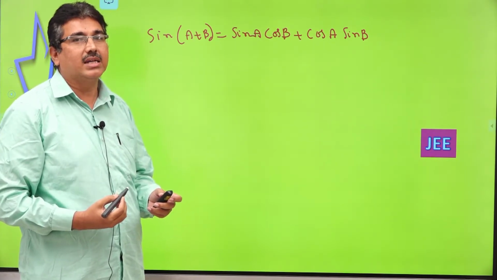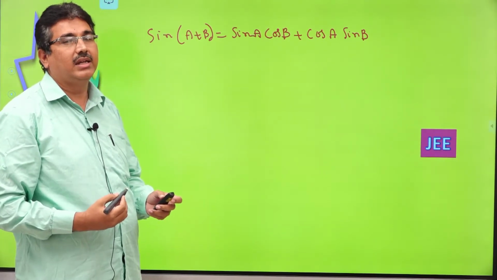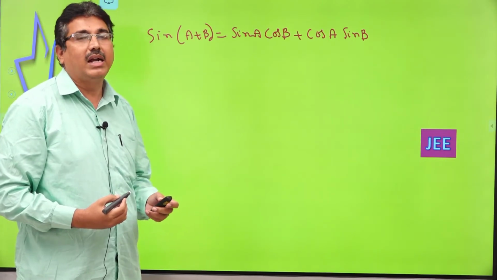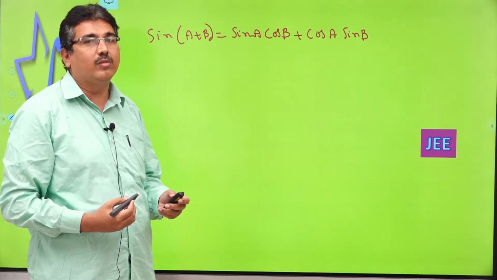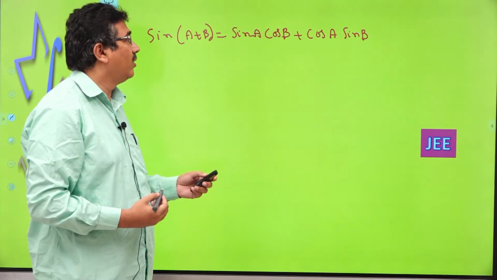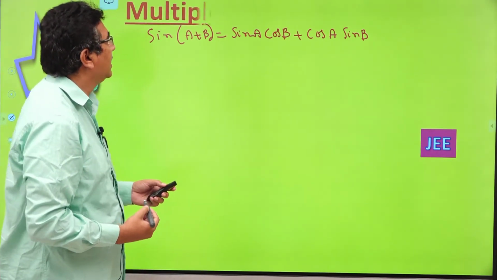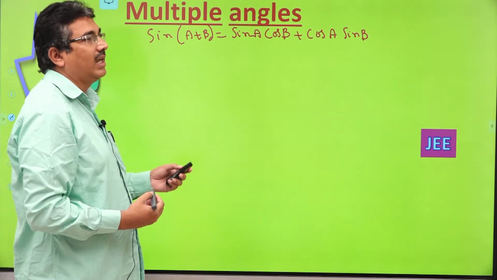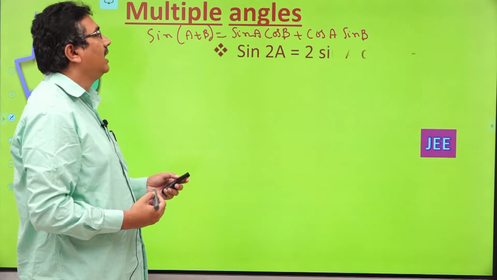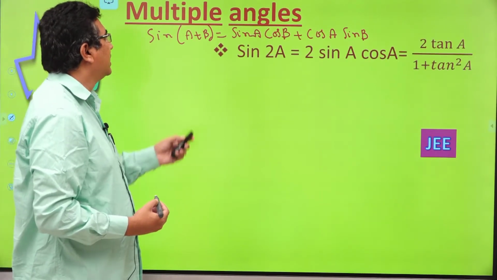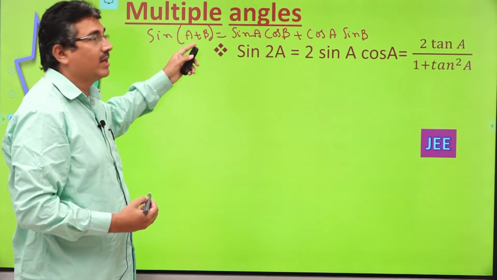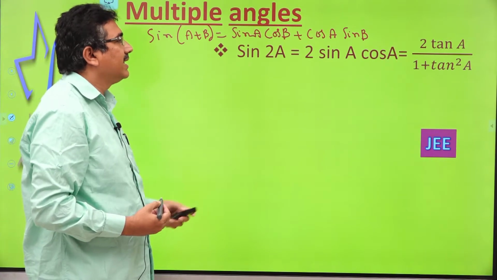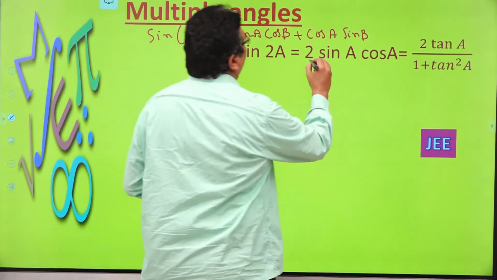sin of A plus B plus C, cos of A plus B plus C, and tan of A plus B plus C, we define multiple angles, sine of multiple angles. Now, if capital A is any angle, then A, 2A, 3A and so on are called multiple angles. If we put B equal to A in this formula, we get sin 2A is equal to 2 sin A cos A.